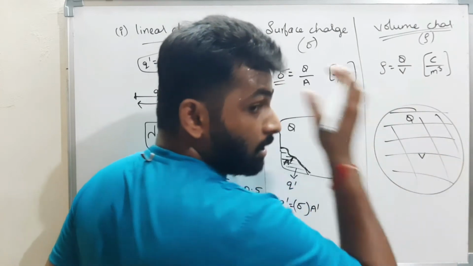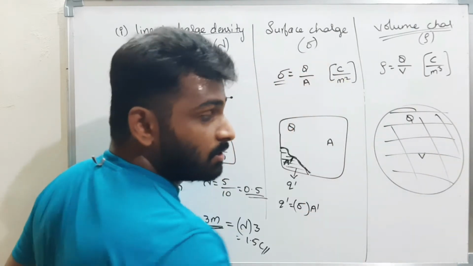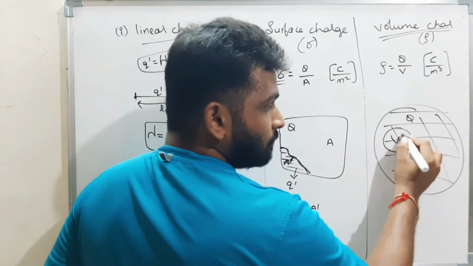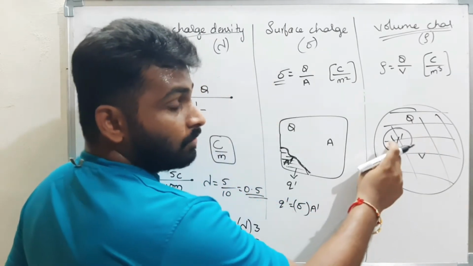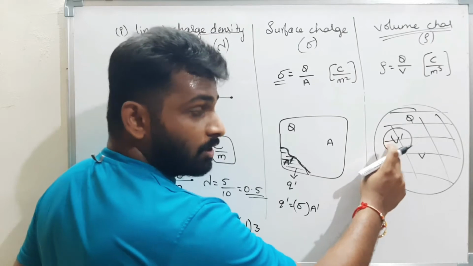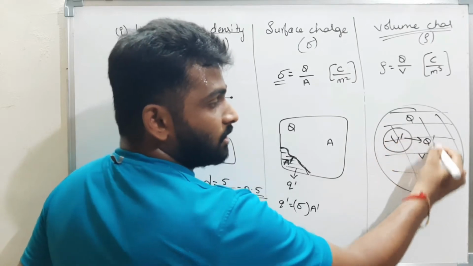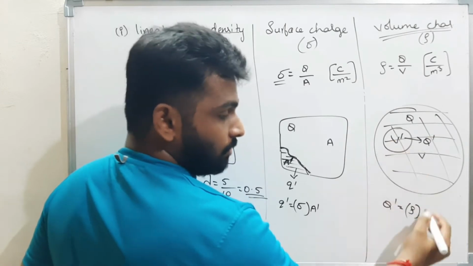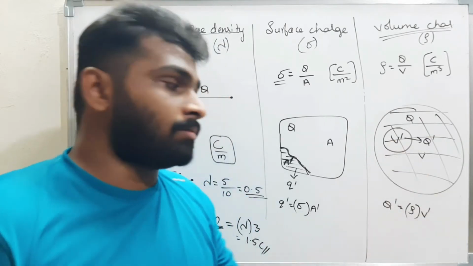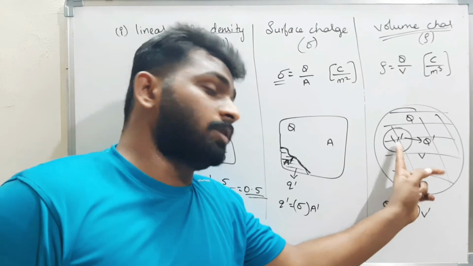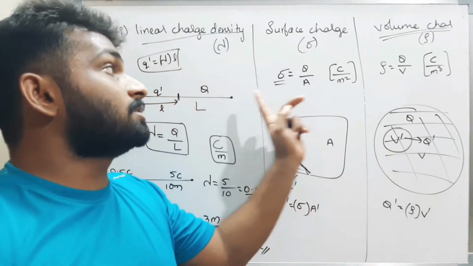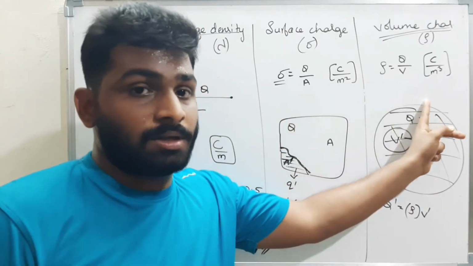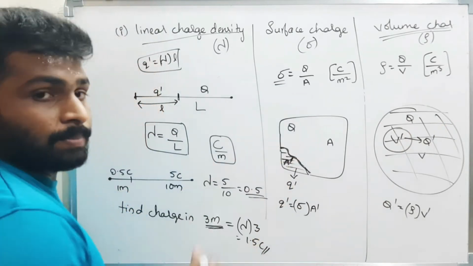Now they told to find the charge present in this volume V dash. Now what is the charge? Assume the charge is Q dash. What is the Q dash? Simply multiply this rho into this volume. Then I will get the charge present in this volume V dash. And this is clear: what is the linear charge density, surface charge density, volume charge density. I think this is clear. Okay.